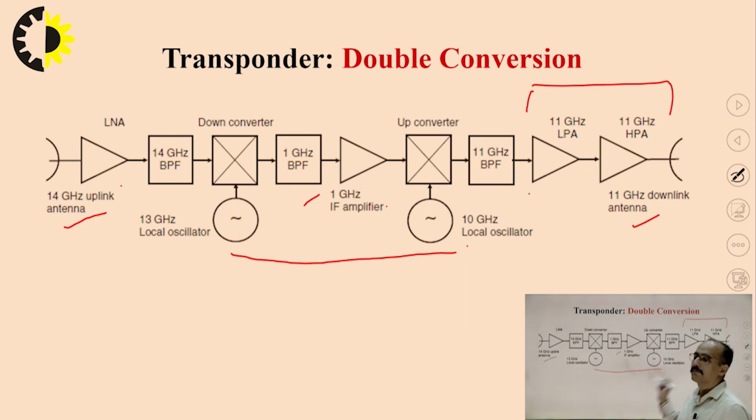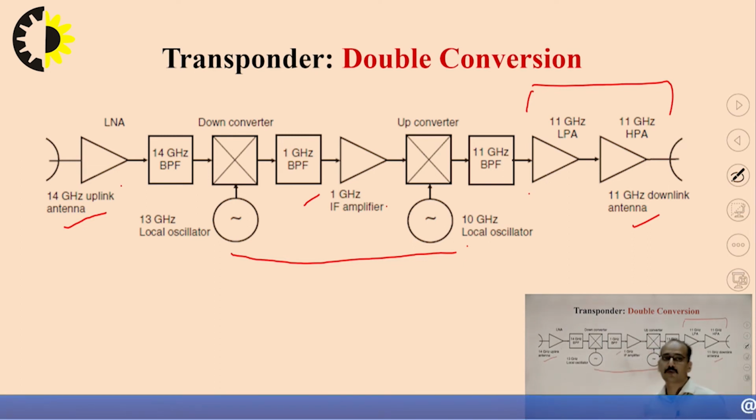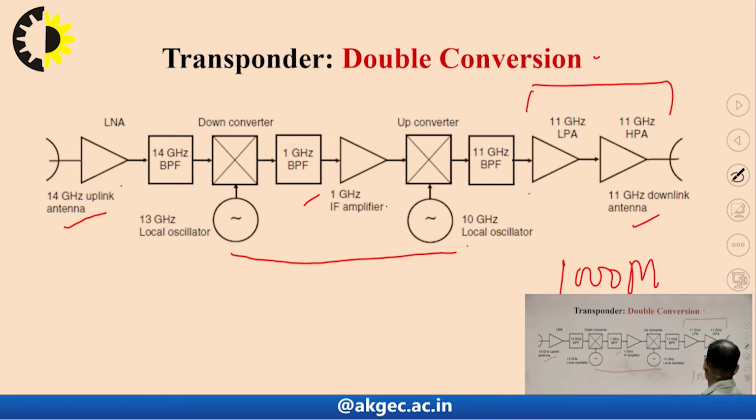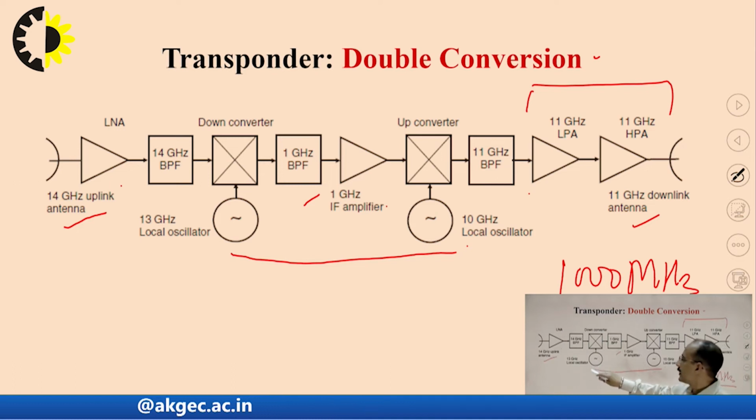This is done because at lower frequency the cost as well as the complexity of the circuit will decrease. That's why the construction of this part is quite easy and economical, and that makes double conversion more feasible for satellite communication for the 1000 megahertz band. So here we are using a local oscillator of 13 gigahertz. This makes the down converter, 14 minus 13, 1 gigahertz.